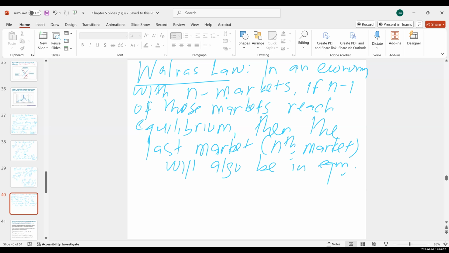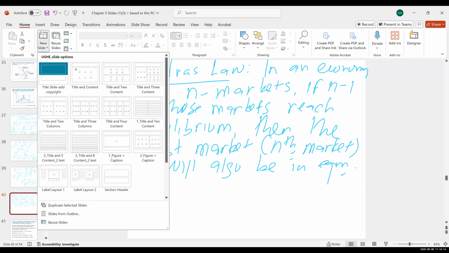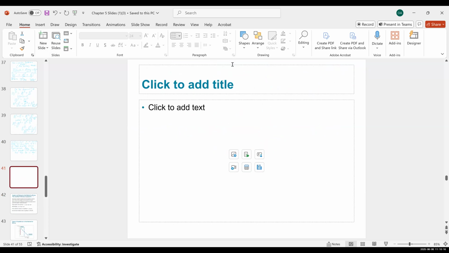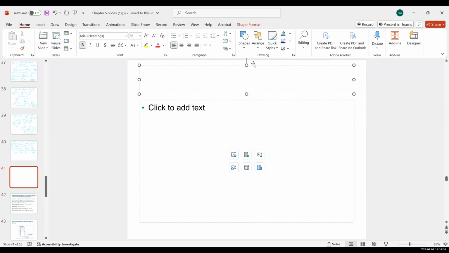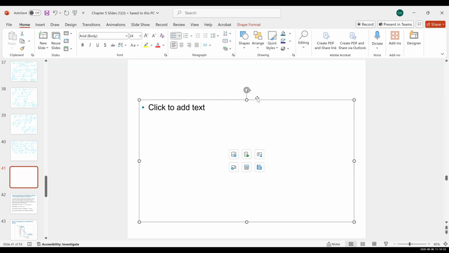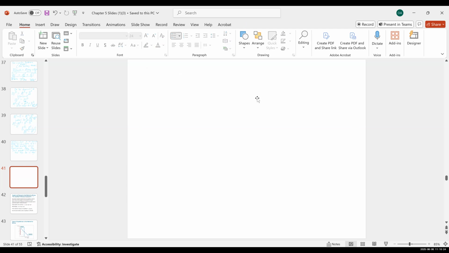In our case, we have two markets: the bond market and the money market. So if N minus 1, 2 minus 1, one of the two markets is in equilibrium, then the second market will be in equilibrium. In other words, Keynes argues that there's simultaneous equilibrium in the money market and the bond market. The interest rate determined in the bond market will be the same interest rate determined in the money market.